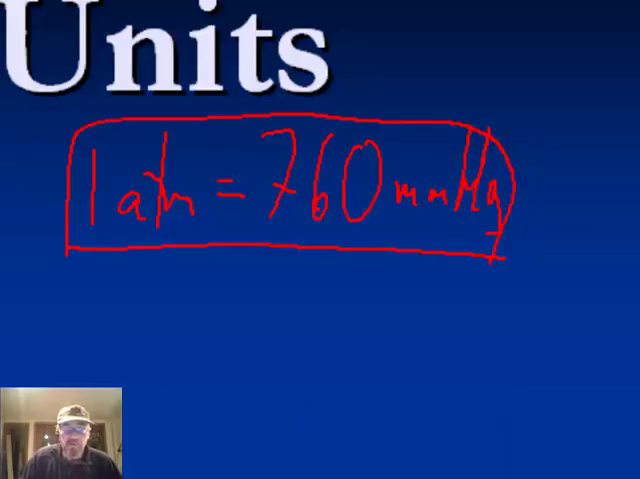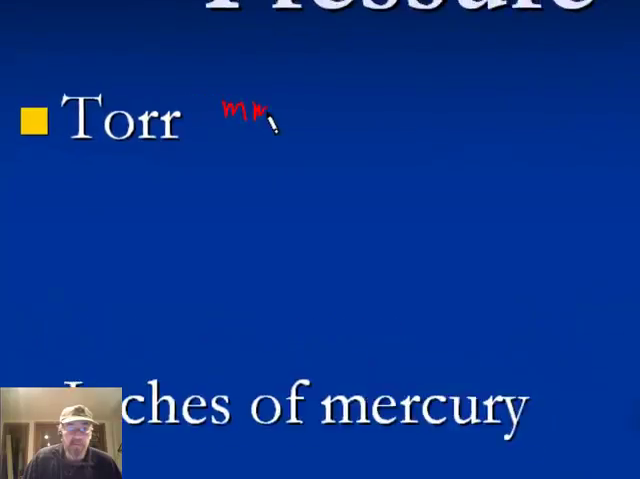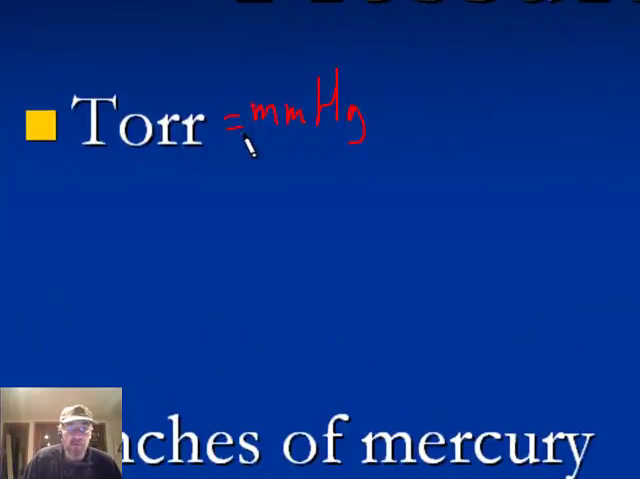So torrs, well, a torr is just a fancy name. It's named after Evangelista Torricelli, actually, for a millimeter of mercury. That's what a torr is. 1 torr equals 1 millimeter of mercury. And so 760 torrs equals 1 atmosphere.